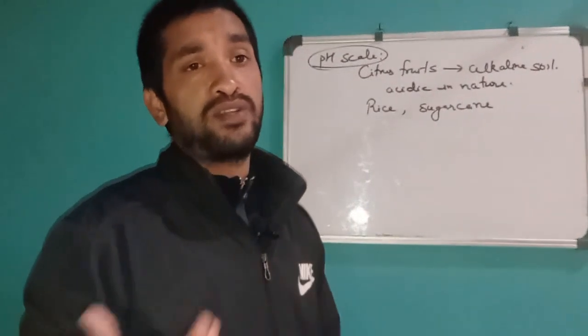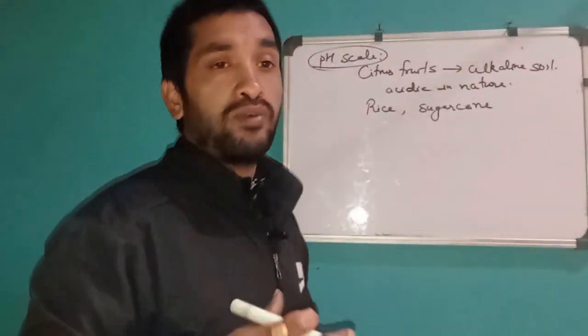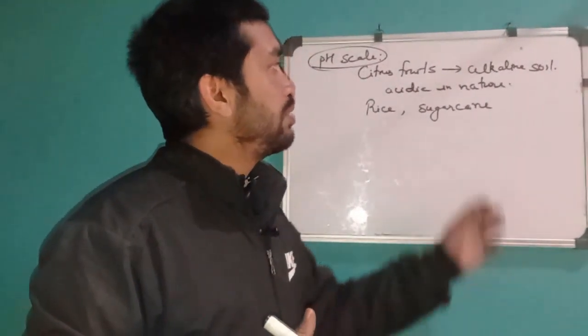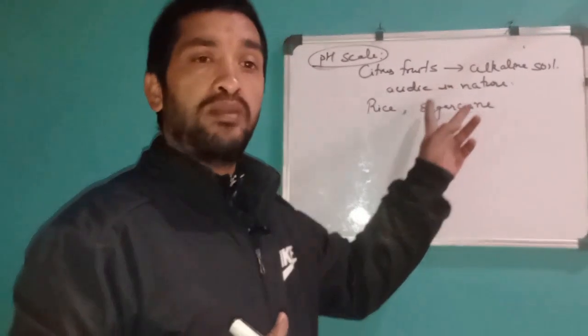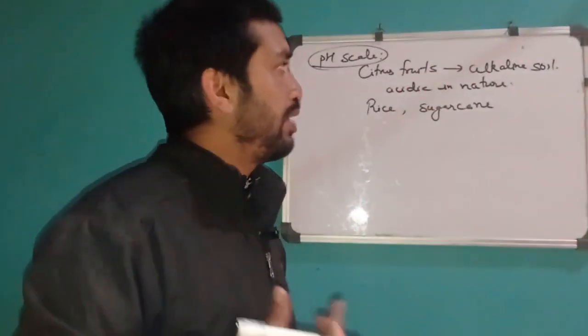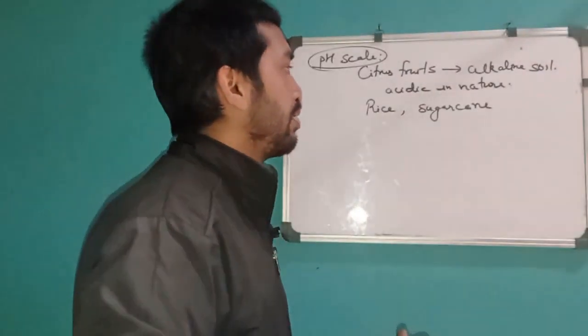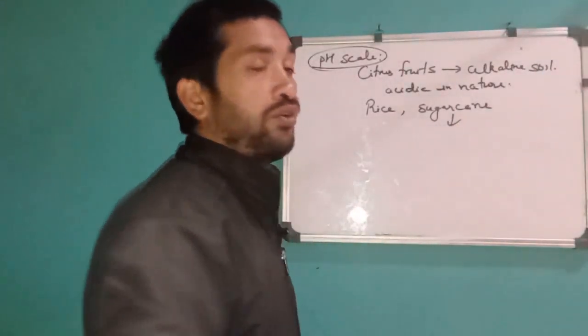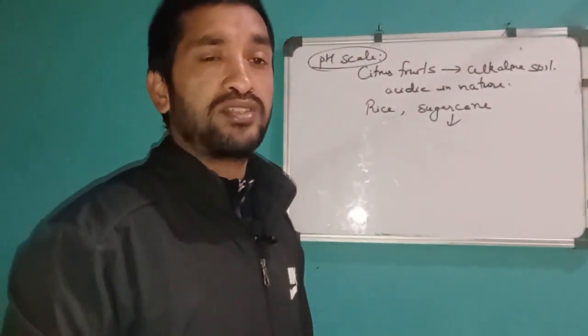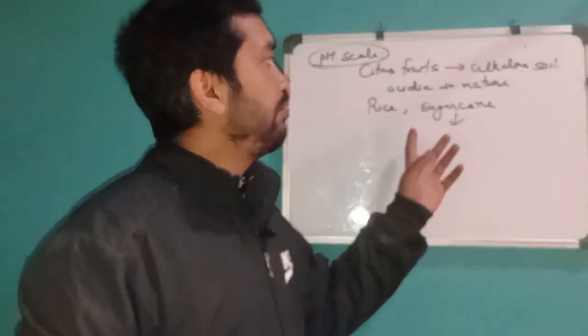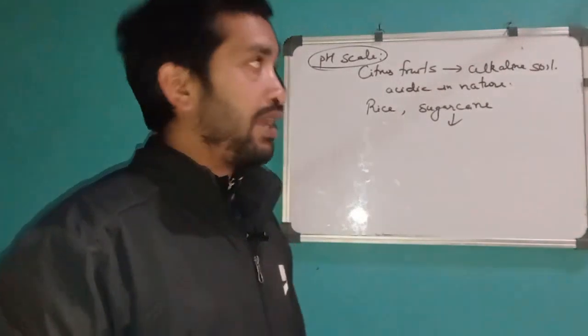For tea, a different soil, red soil, we need for tea. So why is it happening like that? Because a particular crop needs a particular type of soil. So for that we can use the pH of soil. In that way we can cultivate. For sugarcane, we need neutral medium or neutral soil, neither acidic nor basic. So in this way we use the pH scale for agriculture.